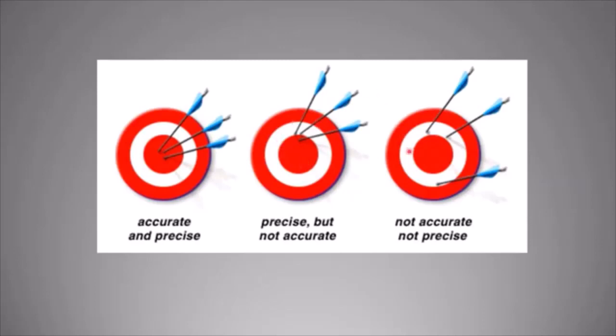Now this far right dartboard is not accurate because none of the arrows hit the bullseye, and they are not precise as well because they just spread out all over the dartboard. So this is not precise and not accurate. Now, the goal of a chemist or scientist, that you need to remember, is to take measurements that are both accurate and precise. They shouldn't be away from accuracy, and they shouldn't be spreading all over the place.